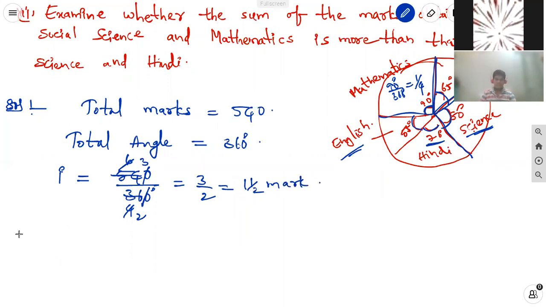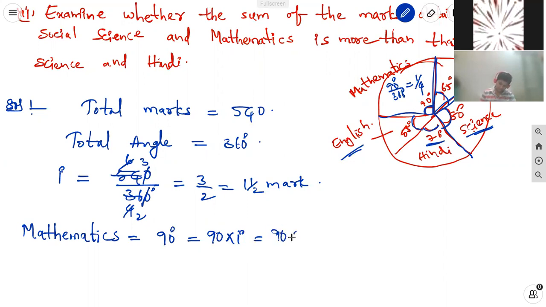Now the mathematics part is how much? Mathematics is equal to 90 degrees. That is 90 into 1 degree, equal to 90 into 3 by 2. 2 1s are 2, 45 into 3 is 3 5s are 15, 1, 3 4s are 12. 135 marks in mathematics.